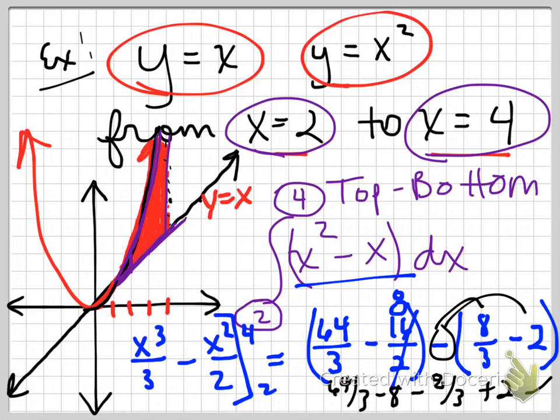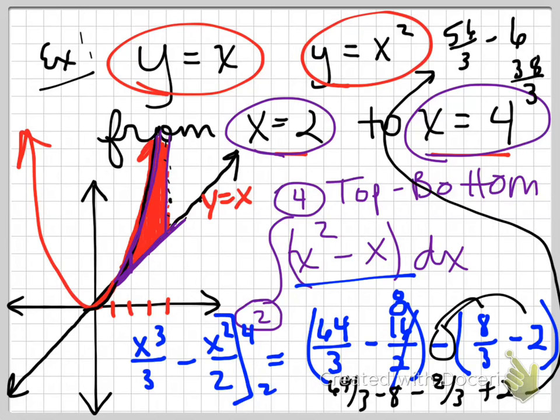So let's see, let's follow this up here. 56 over 3 minus 6. And if you get common denominators and all that, you end up with 38 over 3 for your area. Now we know that's like square units, but unless they give you units or ask you to find the units, you don't have to worry about putting in the units. So the area between these two curves is going to be 38 over 3.